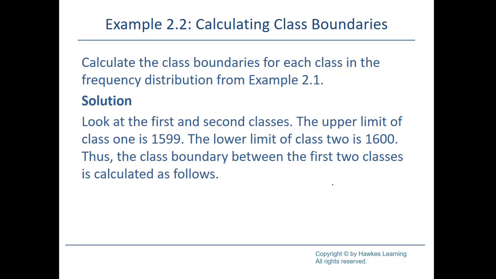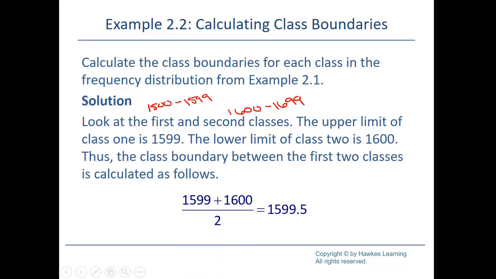So the example we were just looking at, let's just keep with those TVs and kind of take it to another level here. So with the first class and the second class, remember with the first class, it was 1500 to 1599. And our second class, which was 1600 to 1699. So I want to take the upper limit of this first class and the lower limit of the next class. So I take an upper and a lower, and I'm basically just going to add them together and divide by 2.